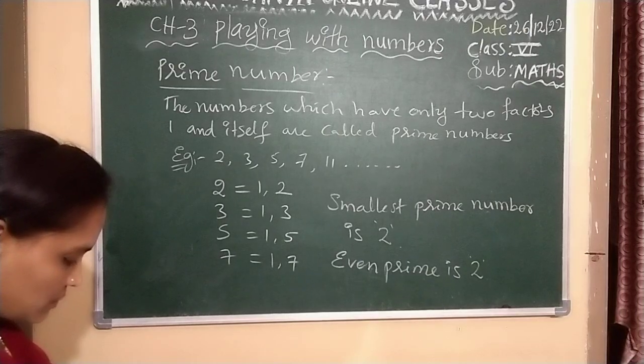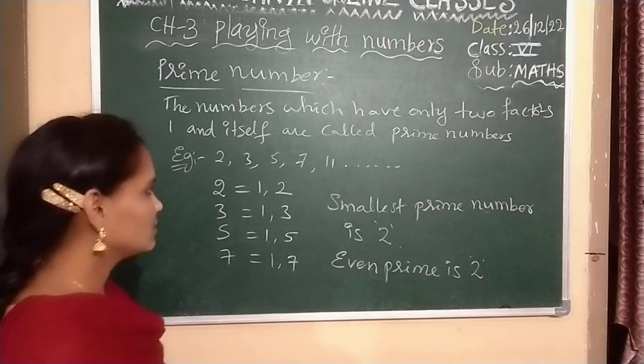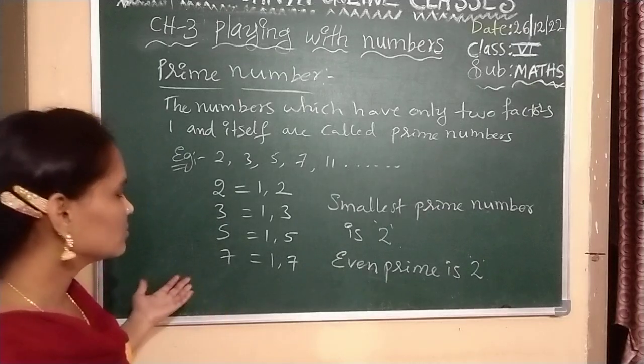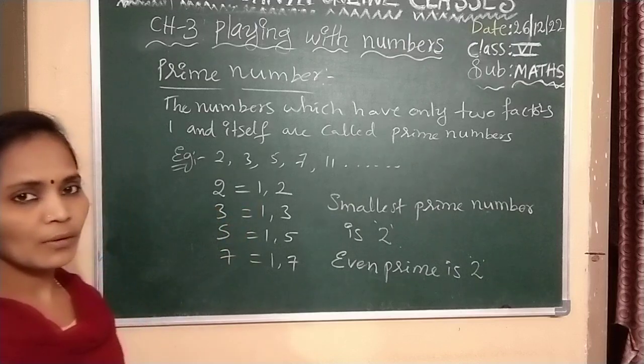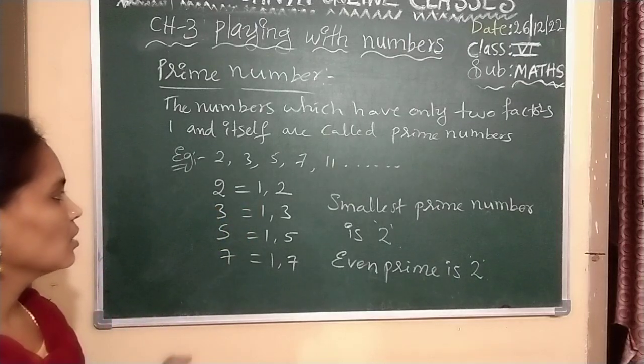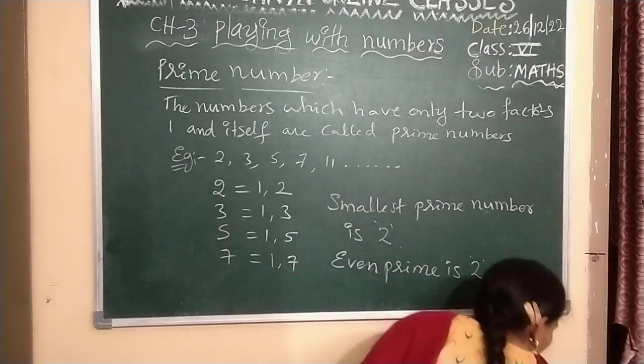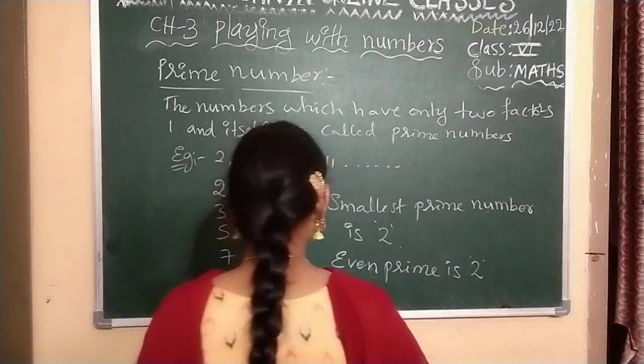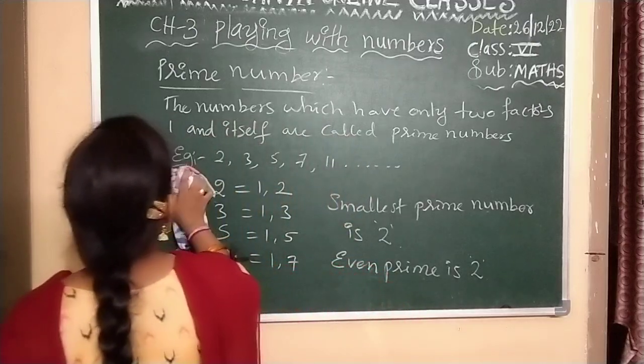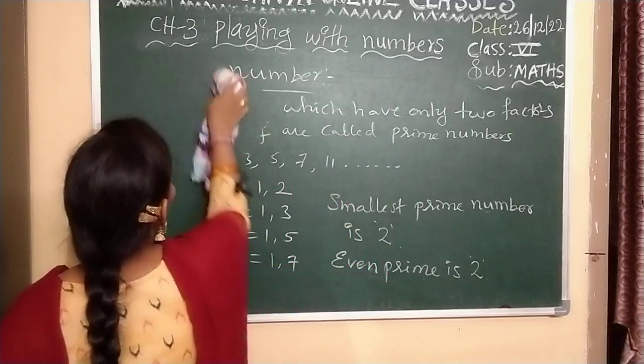Next I am going to explain composite numbers. Very simple, quite the opposite of this. Prime numbers have only 2 factors. Composite numbers mean more than 2 factors. The numbers which have more than 2 factors are called composite numbers.